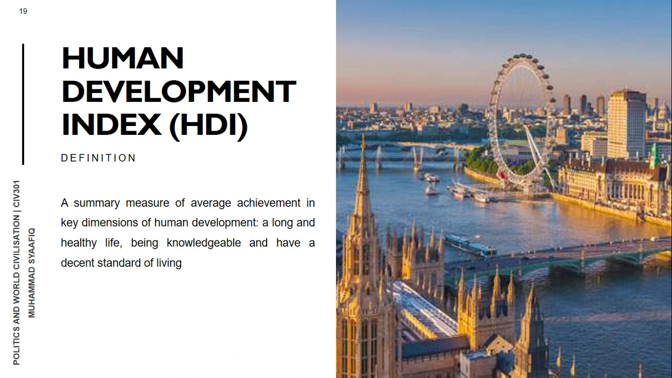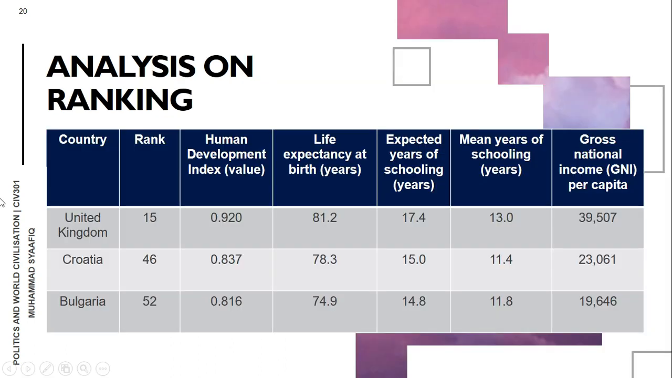They have four analyses on the Human Development Index. The first one is the analysis on ranking. It shows that the United Kingdom has the highest rank, in 15th place, compared to Croatia in 46th place and Bulgaria in 52nd place. The Human Development Index shows that the United Kingdom has the highest value, which is 0.920, compared to Croatia 0.837 and Bulgaria 0.816.